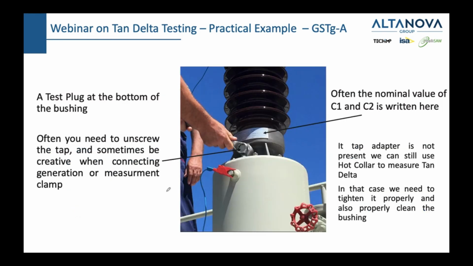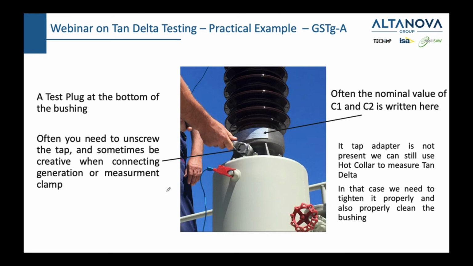Now, bushings are actually more prone to insulation issues. And very often you just measure the bushings for tan delta. Maybe you don't even measure the body for tan delta, but you measure the body every 2 to 5 years, and bushings maybe every year.